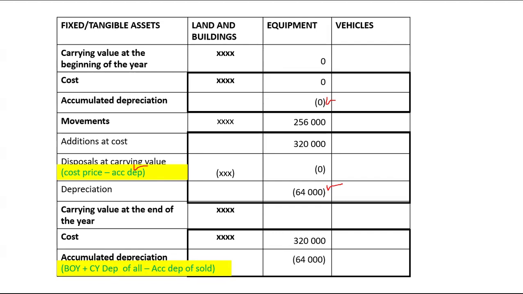To get carrying value at the end of the year, you will take cost at the end of the year, which is 320, minus accumulated depreciation at the end of the year, which is 64,000. That will give you 256,000. We have nothing for vehicles.